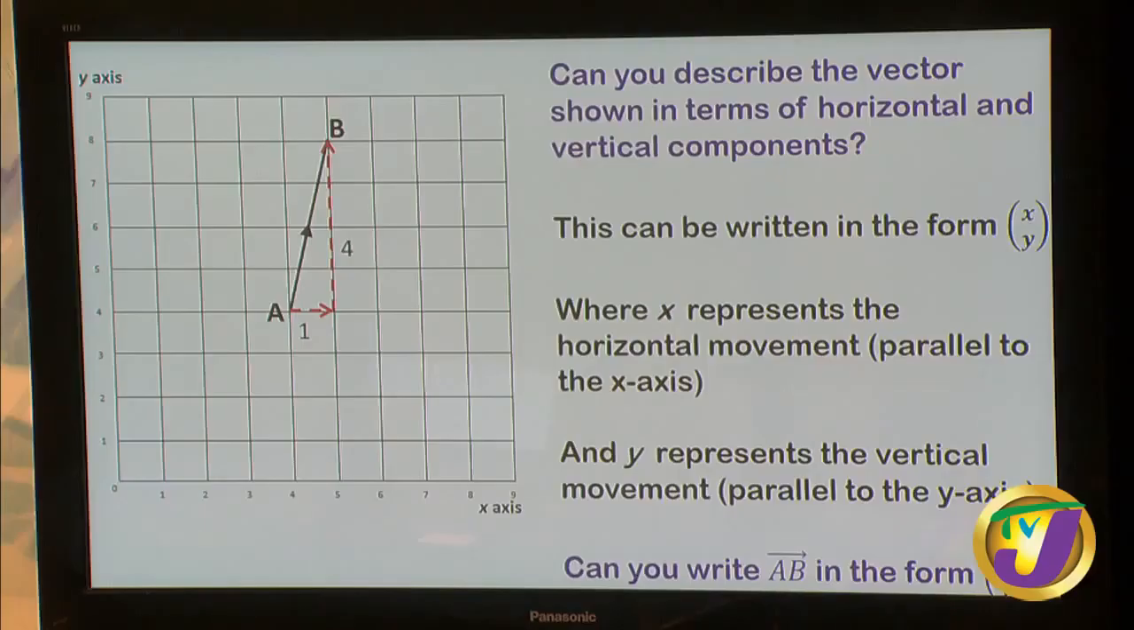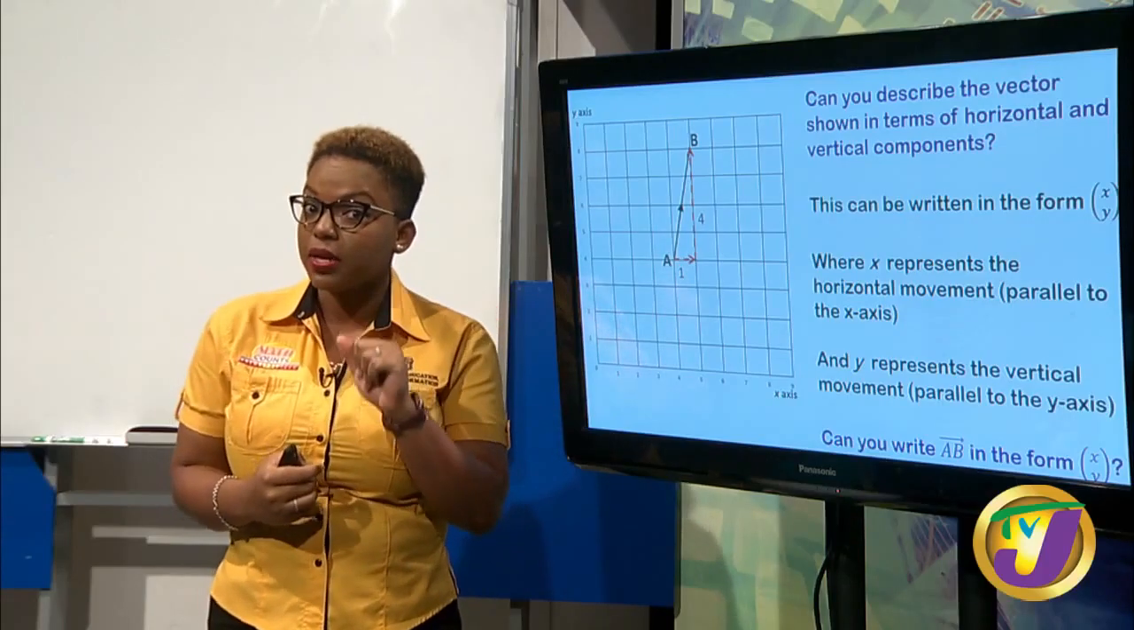So, can you now tell me what would be the vector in the form (x, y) for vector AB? I'm sure our students can tell us. Can you tell me? Write it down. I'm waiting. I'm looking. Let me see.